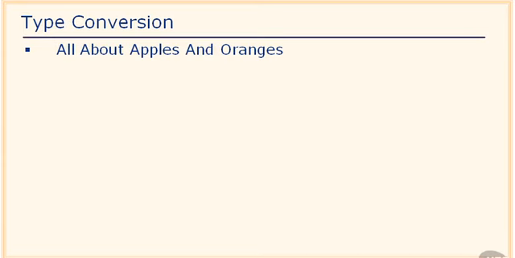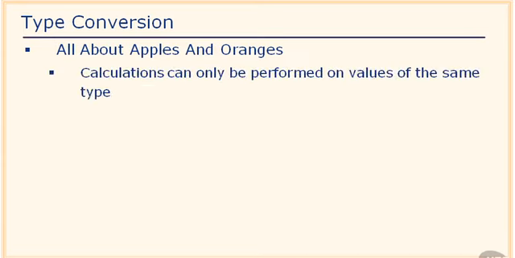Now, this is all about apples and oranges, okay? Calculations can only be performed on values of the same type. If I give you a word problem where I have 2 apples and I buy 2 more apples, how many apples do I have? Okay, I have 4 apples. If you got that, you're doing pretty good. Now, if I have 2 apples and I buy 2 oranges, how many apples do I have? Well, that's kind of a stupid question. I only have 2 apples. I now have 2 oranges to go with them. It's very hard to add those.